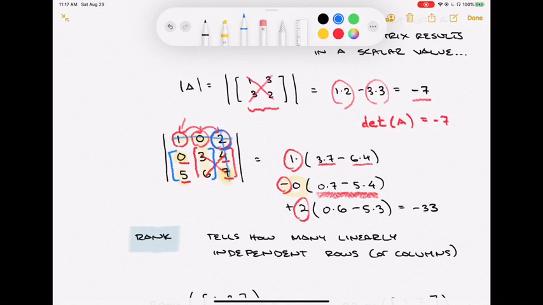So I can have 0 times 6, that's the main diagonal, minus the off diagonal. So the product of the off diagonal elements, 5 times 3. So I'm going to get minus 15 times 2 is minus 30, add it to the other piece, and I end up getting minus 33 as the determinant of this matrix.